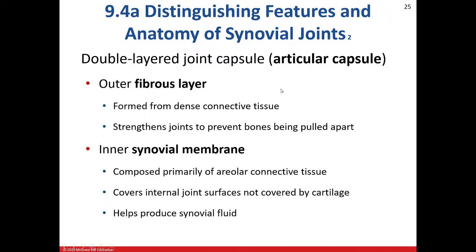All right, so yes, we mentioned there's a double layered joint capsule. The outer fibrous layer is made up of dense connective tissue, and it surrounds and strengthens the joint. It prevents the bones from being pulled apart. And then you have the inner synovial membrane, which is made up of areolar connective tissue, and it produces the synovial fluid.